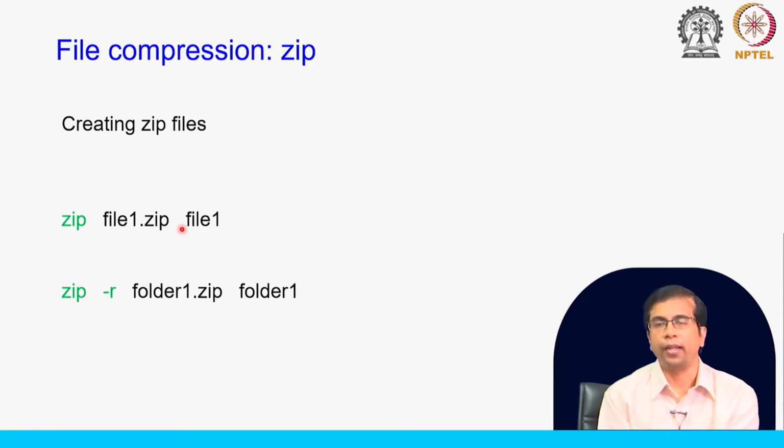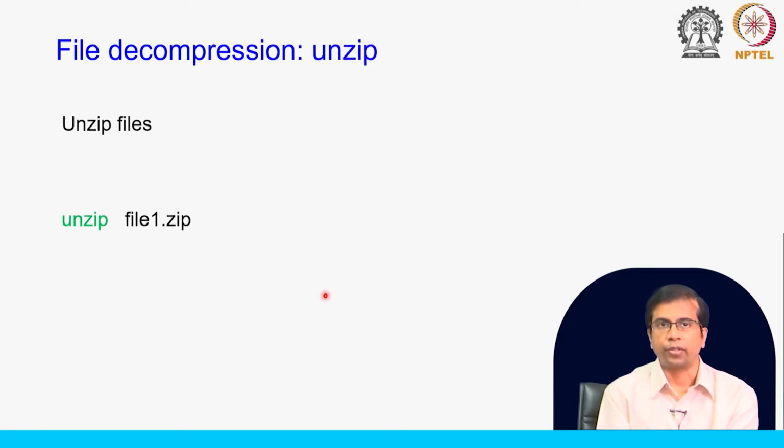Now, similarly, if you want to compress a folder itself containing multiple files, this is how you should write it. You have to add the option zip minus r. Minus r means recursively. So, it will compress all the contents of that folder into folder1.zip, followed by the folder name from which you want to create it. We will see in a moment how this works. So, how do you unzip files? For unzipping files you simply say unzip and the zip file name from which you want to create the decompressed file. This is how it will work.